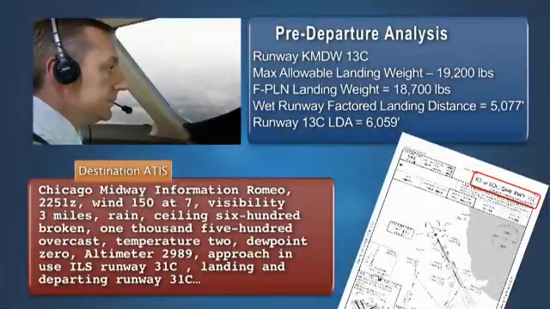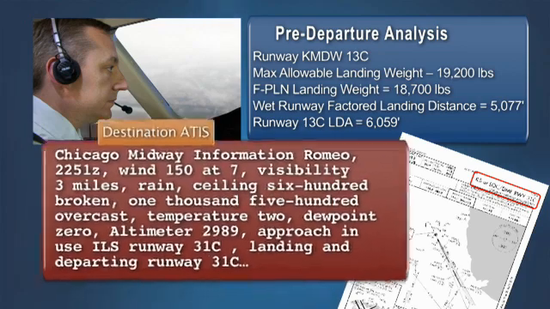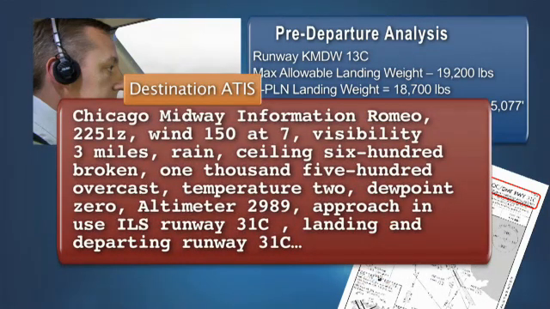This pre-departure planning does not ensure that the airplane can safely land on the runway in use at the time of arrival. Chicago Midway Information Romeo, 2251 Zulu. Wind 150 at 7. Visibility 3 miles. Rain. Ceiling 600 broken, 1,500 overcast. Temperature 2, dew point 0. Altimeter 29.89. Approach in use ILS runway 31 center. Landing and departing runway 31 center.